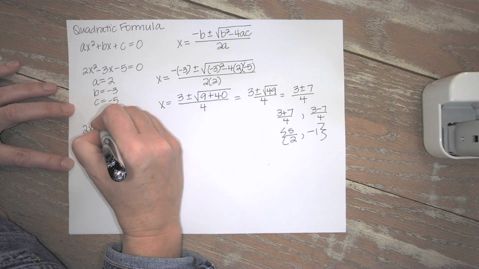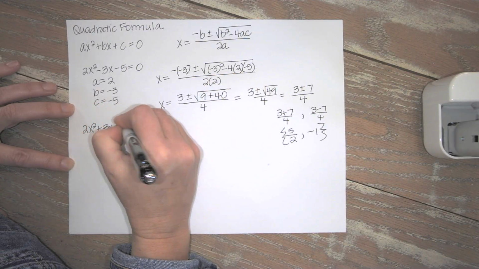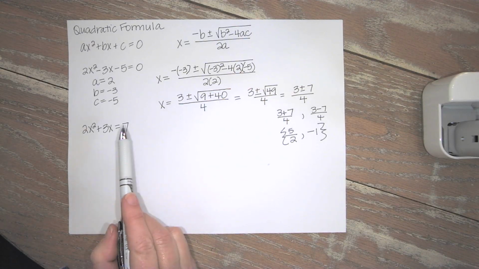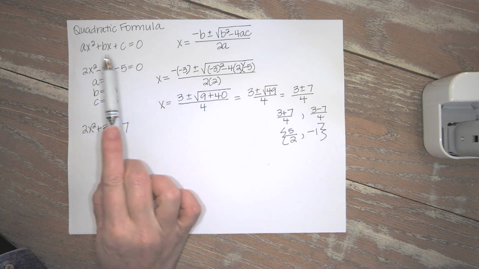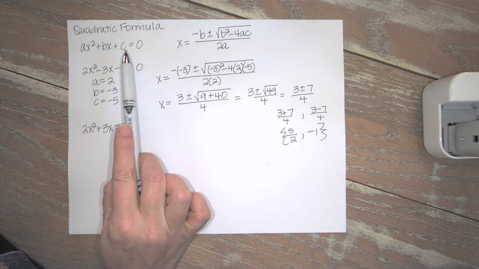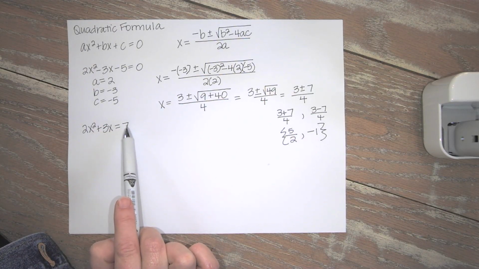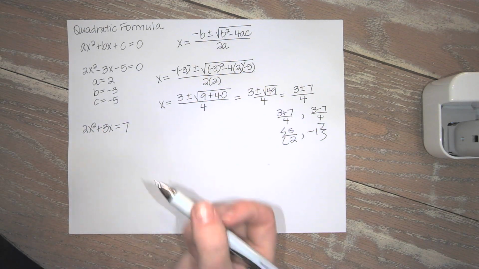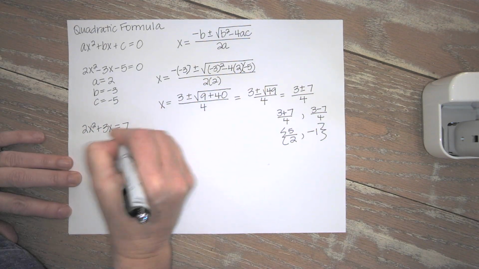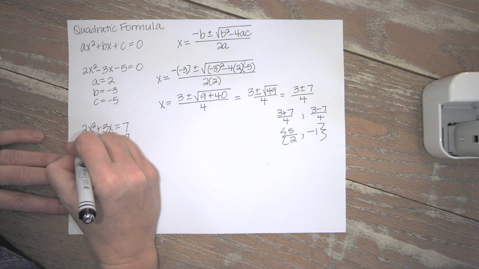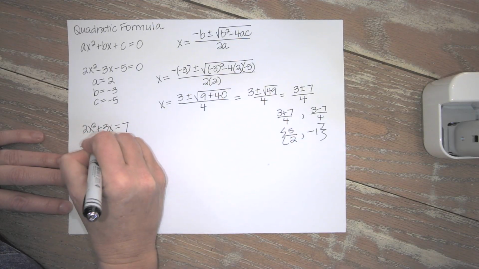2x squared plus 3x equals 7. Well, if you notice on this one, it's not in standard form. We need everything over here on the left side equal to 0, and we've got the 7 over here. So before we get started, we need to move that 7 over to the left side with everything else by subtracting 7 on both sides of the equal sign.